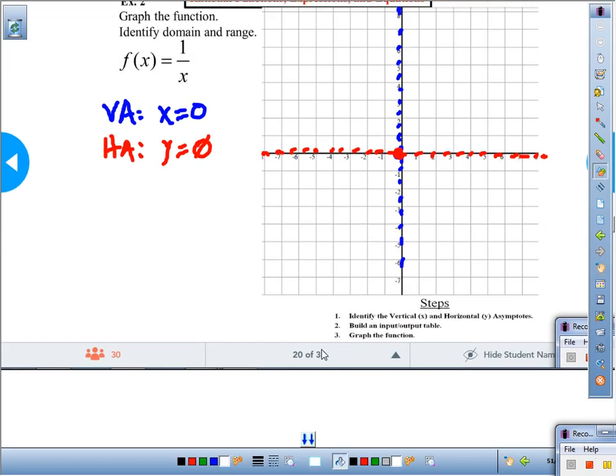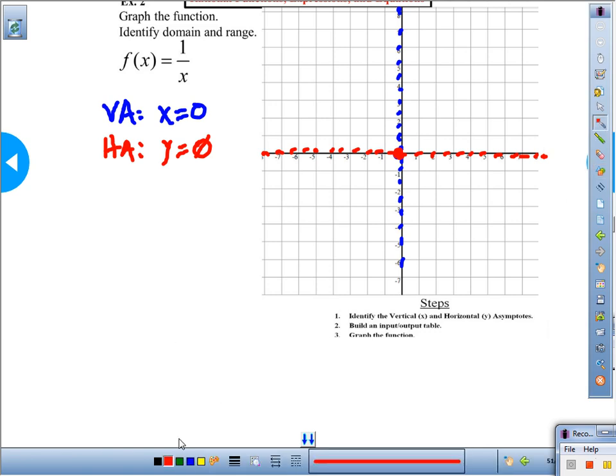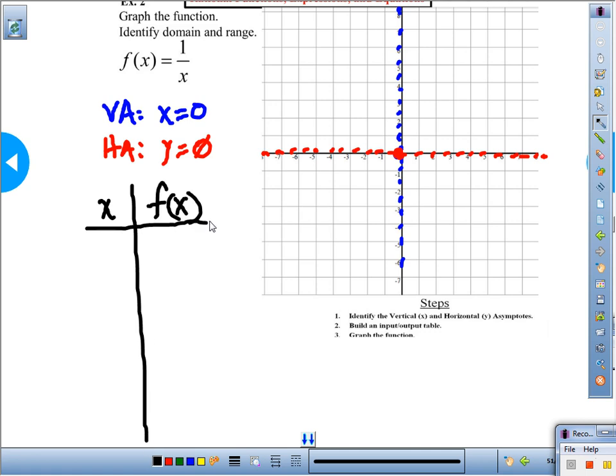All right, read us step 2, please. Step 2. Build an input-output table. Here we go. X, f of x. All right, so let me show you, look up really quick. The x values, we usually use what? -2, -1, 0, 1, and 2. Is that correct? But for the purpose of this, look up.